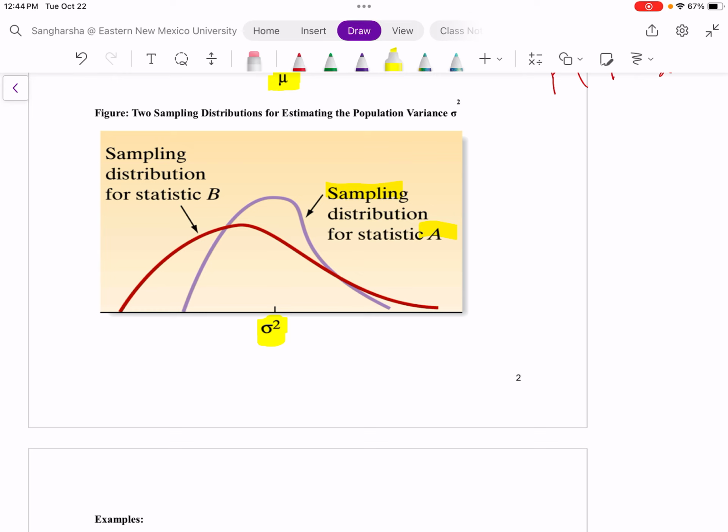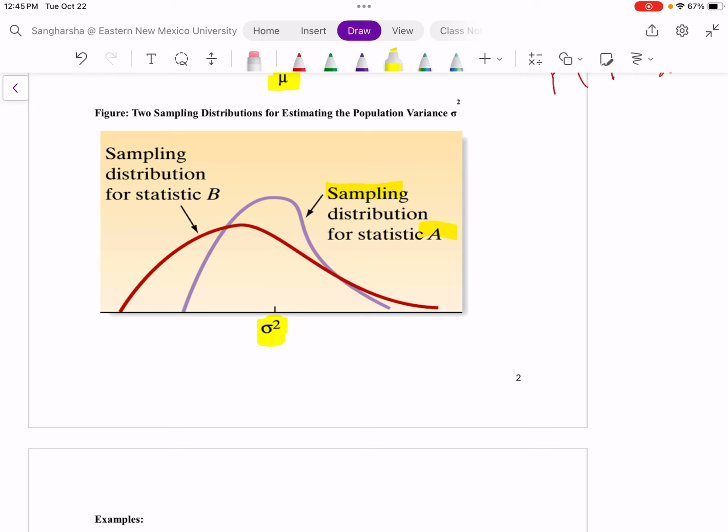So if we compare A and B, A is narrower, which means we have the data in this region, and B is wider. It means the variance is more. For statistic B, our variance is more, which means more spread. In statistic A, it's very narrow, which means it is less spread. Okay. And what about the next one?